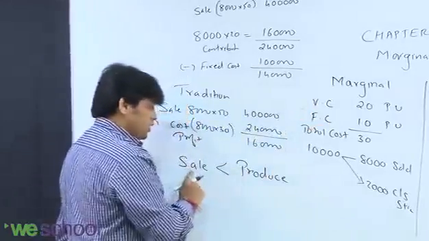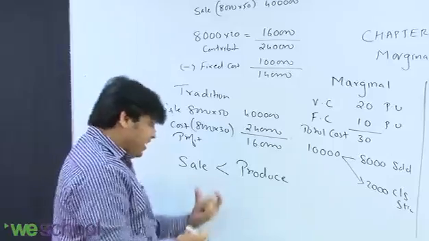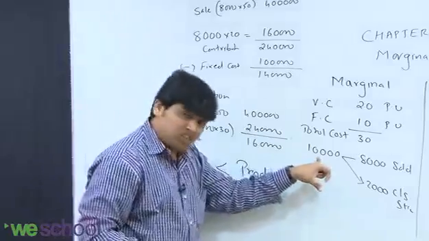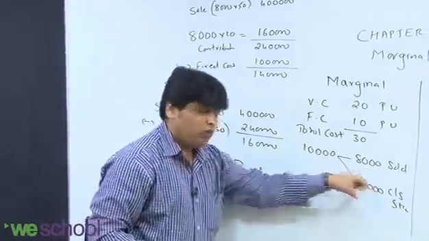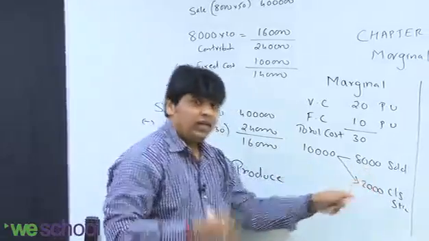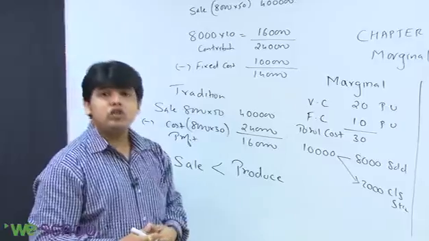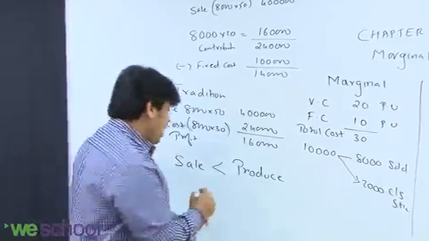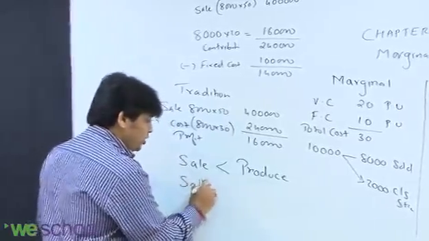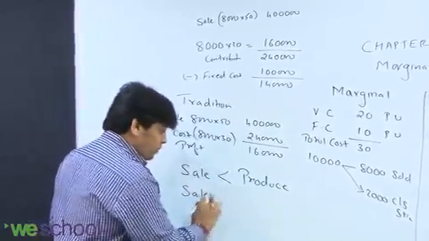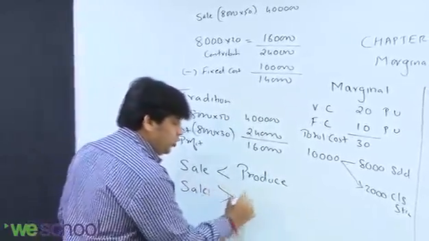So when units sold is less than units produced, that means we have produced 10,000 but sold 8,000. In that case, marginal costing will show less profit and traditional costing will show more profit. Now the next topic is units sold greater than units produced.